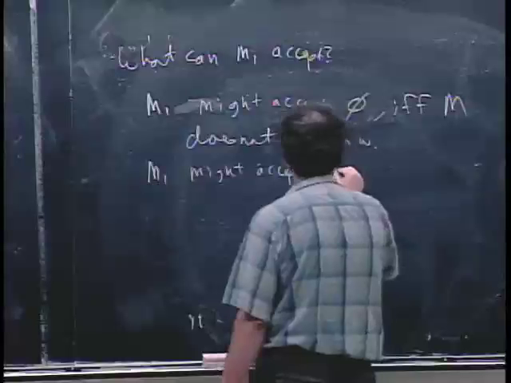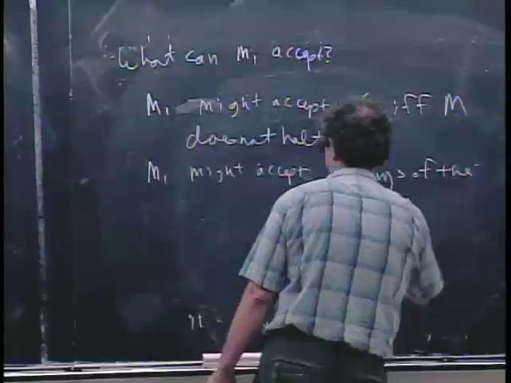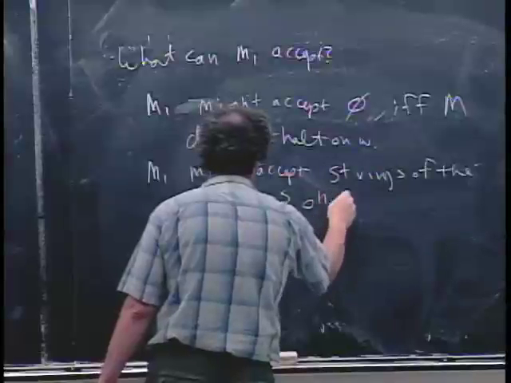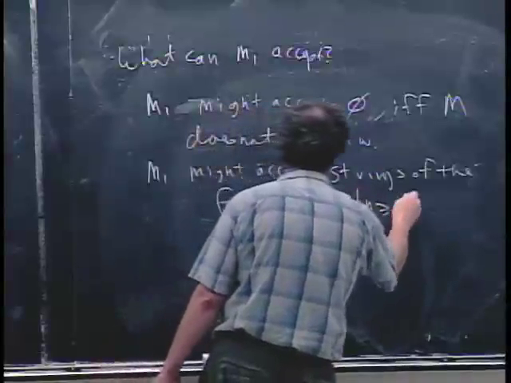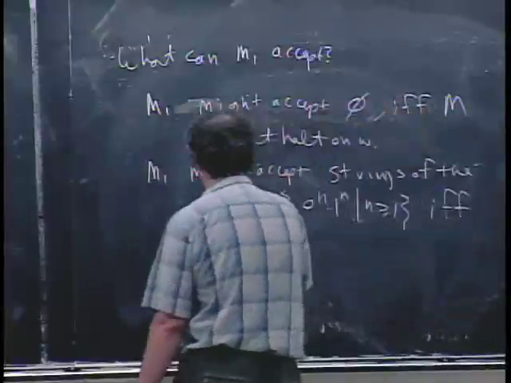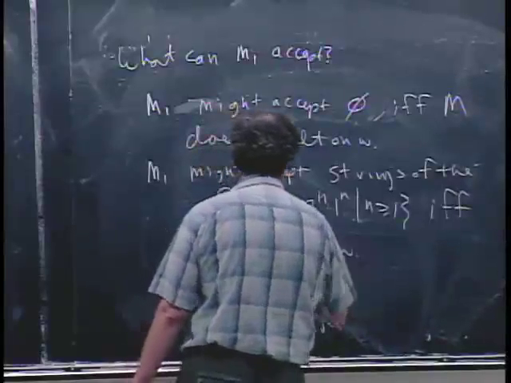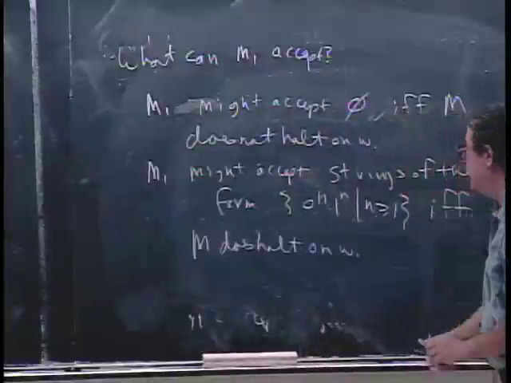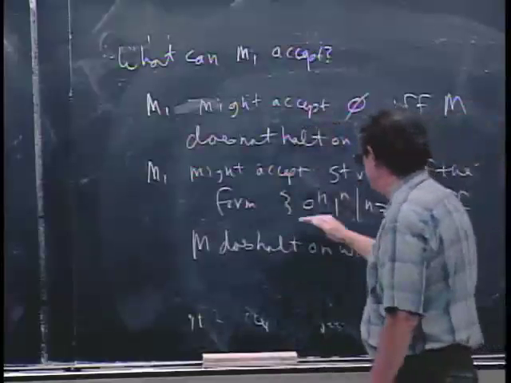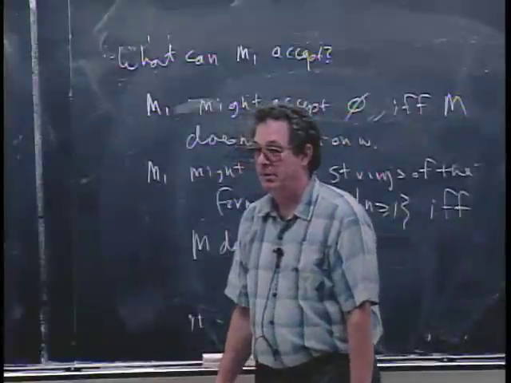Yeah, it accepts strings of the form 0 to the n, 1 to the n. And that's if and only if M does halt on W. And that's all it can do. It can either accept nothing or accept strings of that form. Yeah? I'm not confident you could generate M1 with a Turing machine.